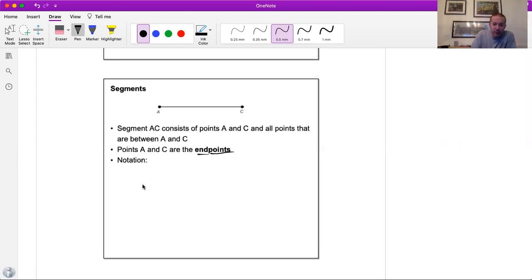And the notation is this: we write AC, and then so that we know we're not talking about the line that goes through these points, remember that would be a double-headed arrow, for a segment you just put a line over it with no arrows. No arrows for segments.